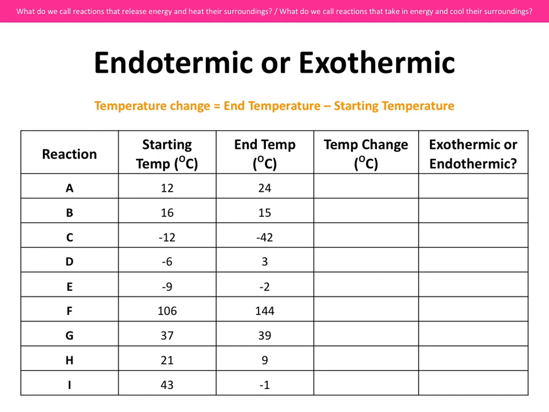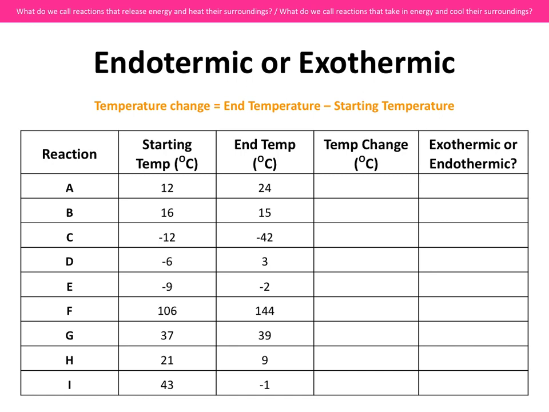So here's a little exercise. Sometimes in test questions, they might give you two temperatures. So reactions taking place, and they give you a starting temperature and a final or end temperature. Sometimes they ask you what the temperature change is. And then quite often they ask you to draw a conclusion as to whether this is an exothermic or endothermic reaction. So we're just going to very quickly do this.